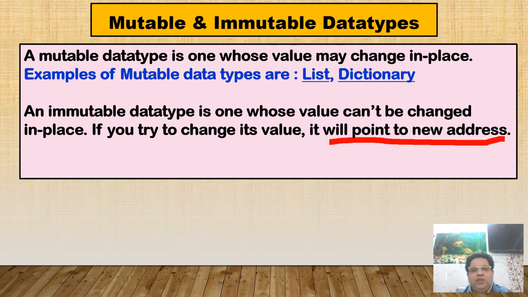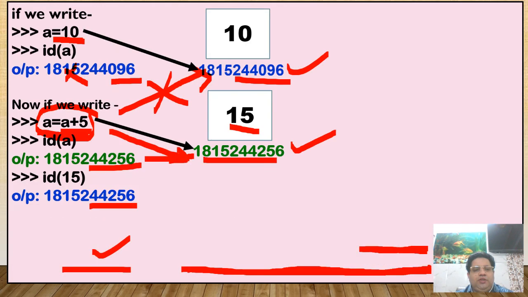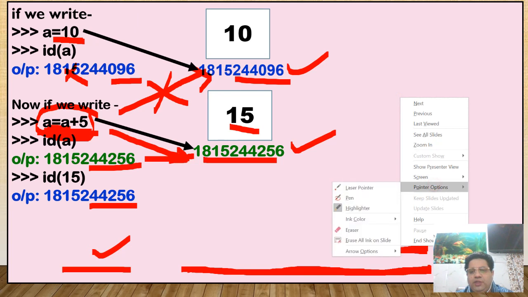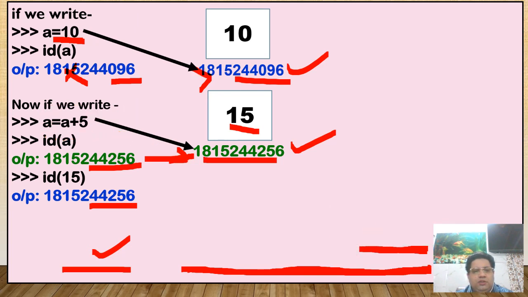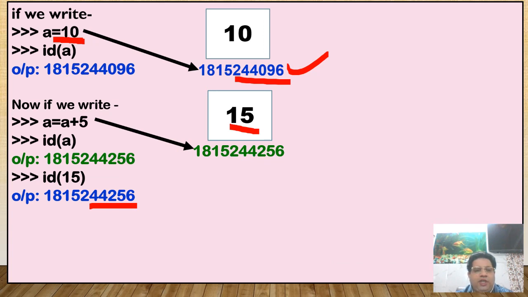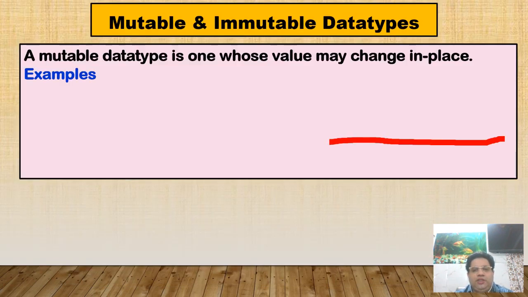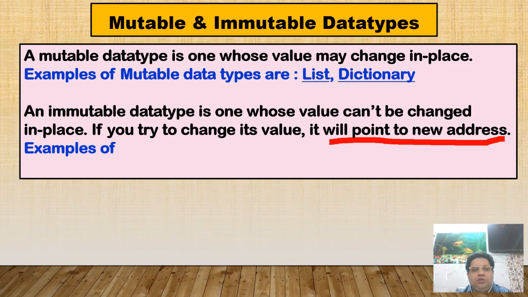If you try to change its value, it will not be changed, but it will point to a new address. That we have seen. When we tried to increment a by 5, the value of a did not become 15. Instead, a is pointing to the address of 15. It is written here also: if you try to change its value, it will point to a new address.